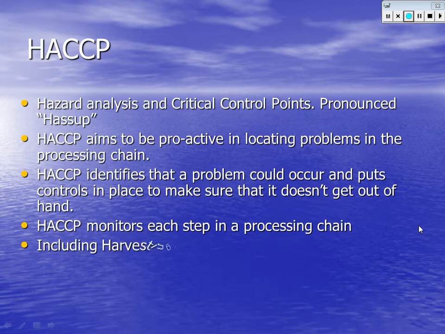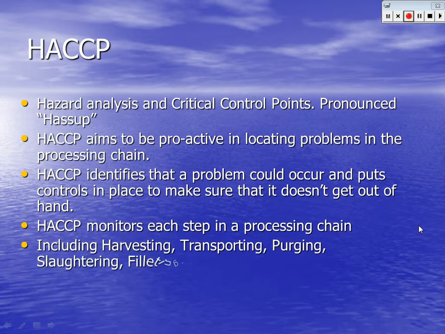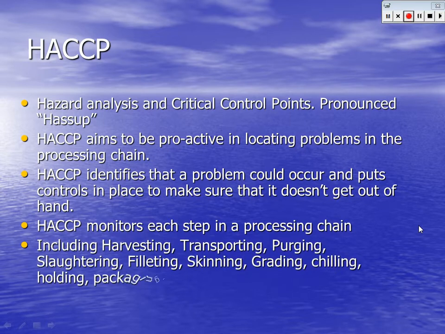So where do we do it? There's bundles of points, and inside each of those points there is going to be a bundle of other critical points, we should say, that should be embedded into the process. So we've got issues related to harvesting, transporting, purging, slaughtering, filleting, skinning, grading, chilling, holding, packaging and transporting.